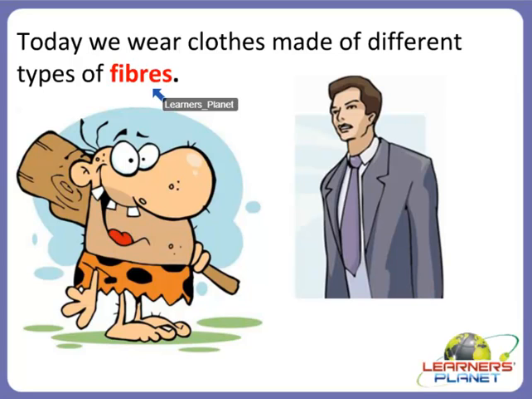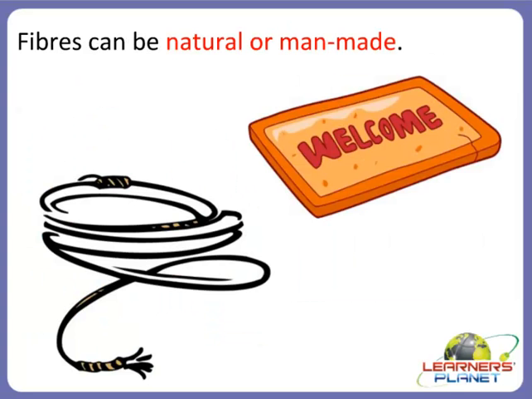So what is a fiber? It is a material that is made of threads. So this is an example of a cloth which is made from a fiber. Children, fibers can be natural or man-made. For example, fibers are used to make ropes and mats.